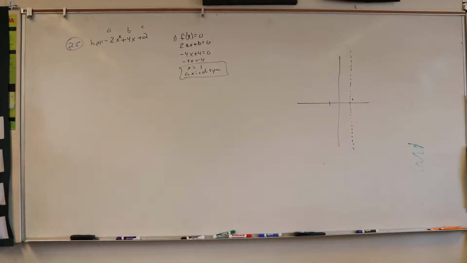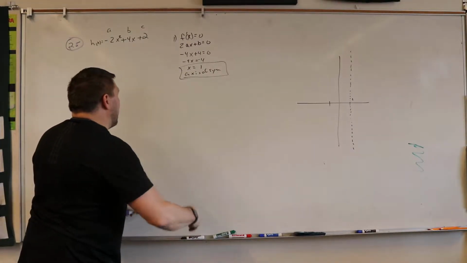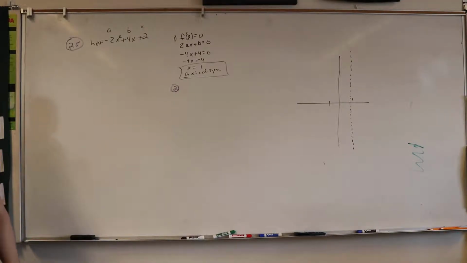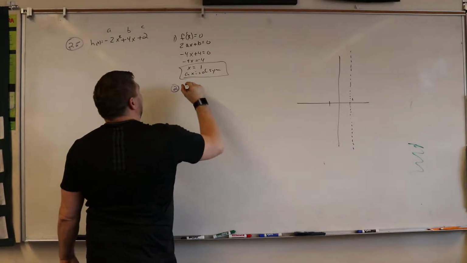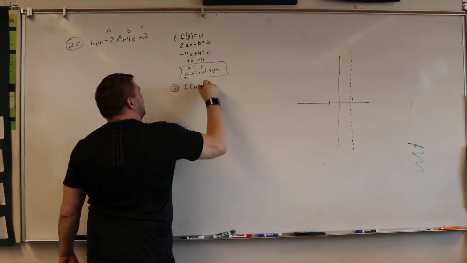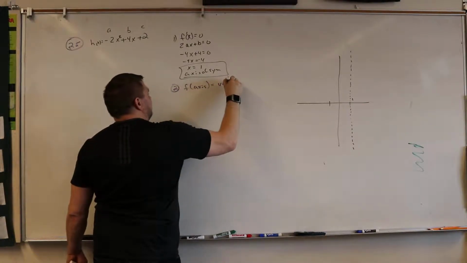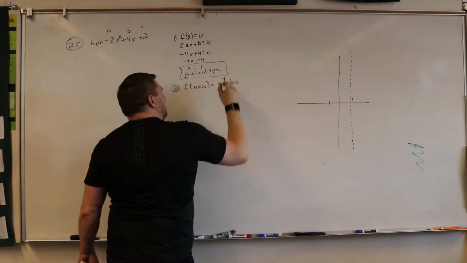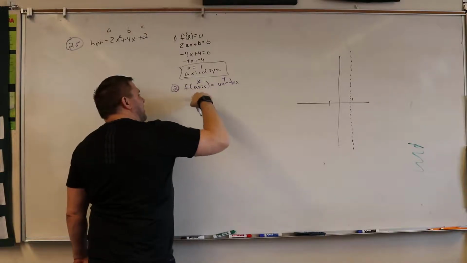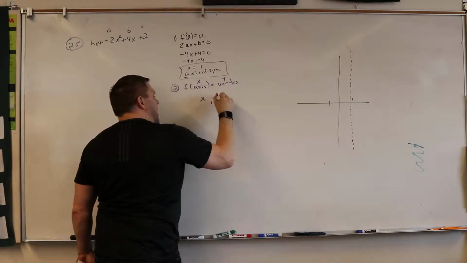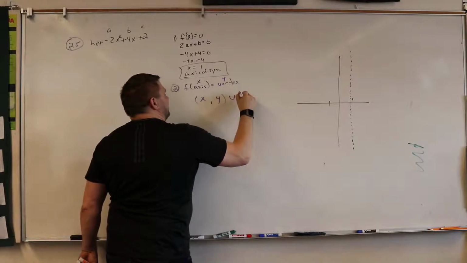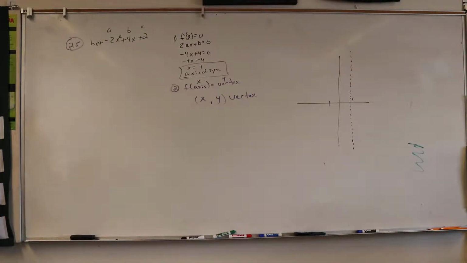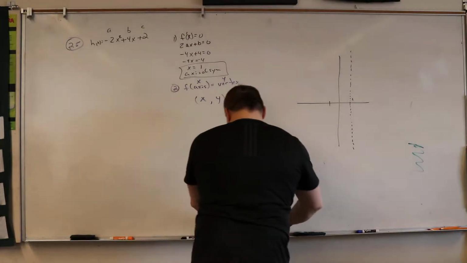So what else you got? Step 2, what is step 2? Vertex. Yes. So f of the axis is equal to the vertex. What it is, it's equal to y, and this is x. So you get x and y, and x and y is your vertex.